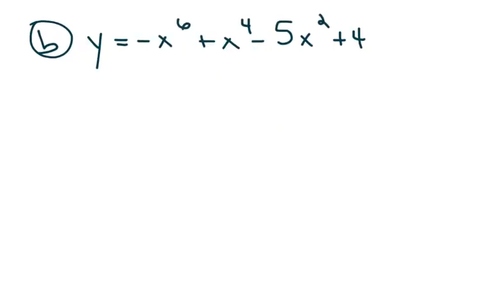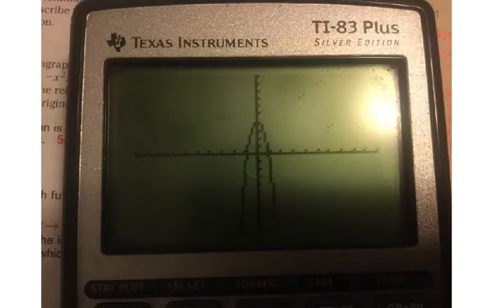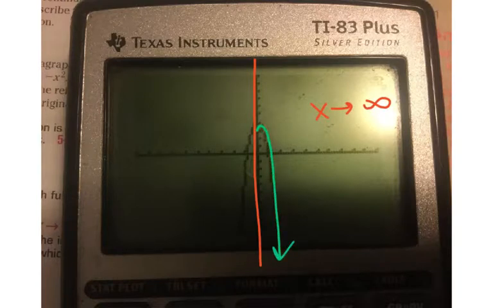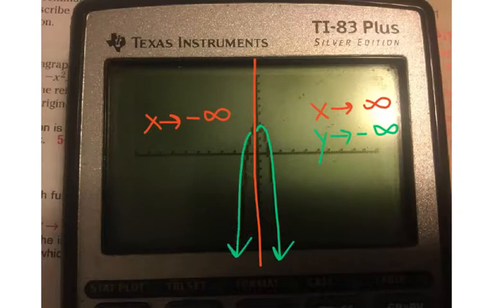Now let's look at y equals negative x to the 6th plus x to the 4th minus 5x squared plus 4. So when I graph that on my calculator, you get this graph, which I guess is a little bit dark on the screen, but if you have it on your calculator, you'll see that on the right-hand side, the graph is just going down, so y is approaching negative infinity. And on the left-hand side of the graph, you'll notice the graph is going down, so y is again approaching negative infinity.